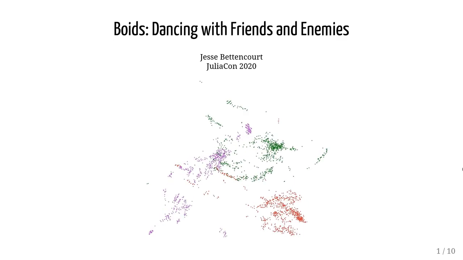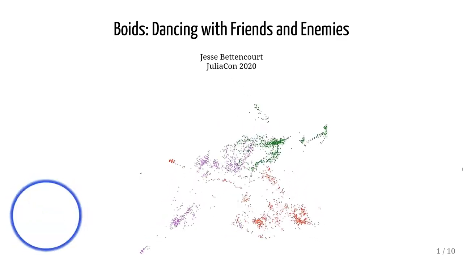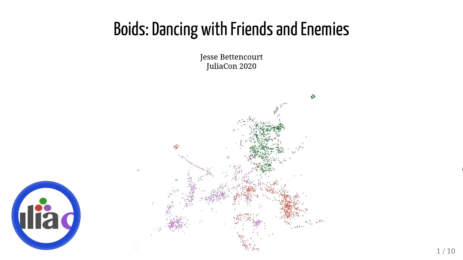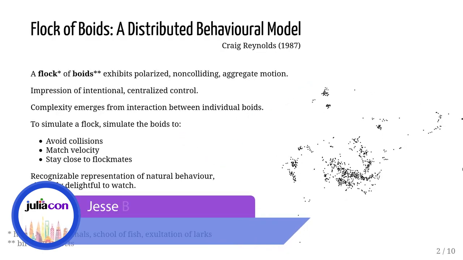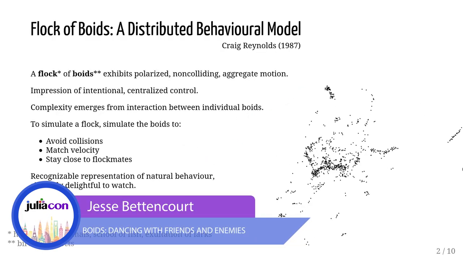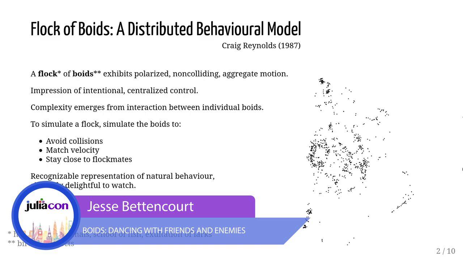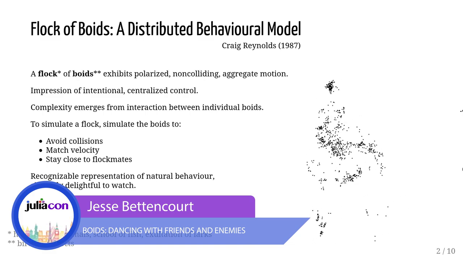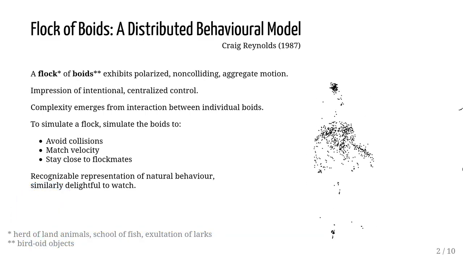My name is Jesse Bettencourt, and today I will be talking about Boids, a dance with friends and enemies. Boids were first defined by Craig Reynolds in his 1987 paper, Flocks, Herds, Schools, a Distributed Behavioral Model.